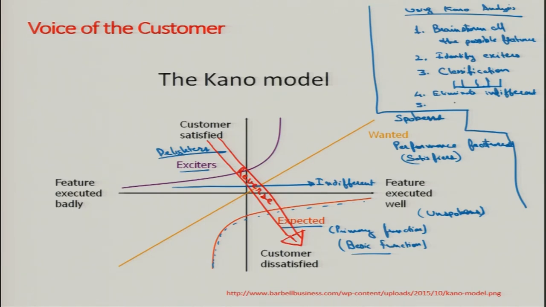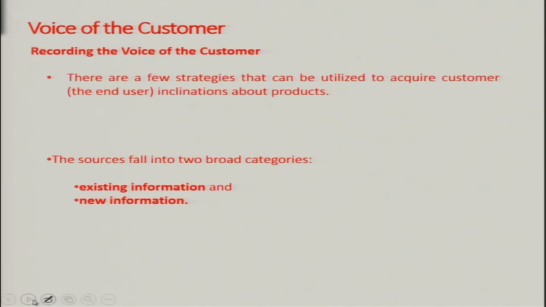So, next we can work in these steps. We can work with expectors, then we can think of satisfiers, then exciters which we have identified in step 2, those come here, we put the exciters here. So, this is Kano model, how voice of customer is seen.